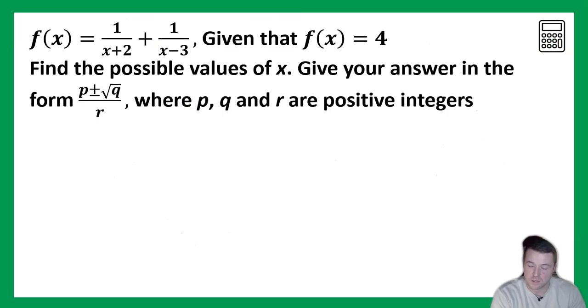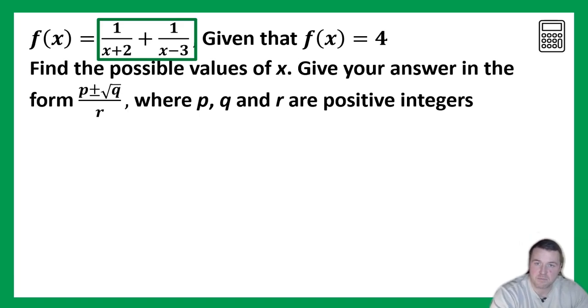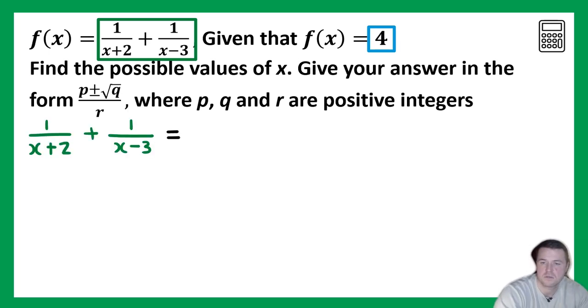On to the advanced question, one of the trickier questions that you're likely to find on this topic. f of x is equal to 1 over x plus 2 plus 1 over x minus 3. Given that f of x is equal to 4, we need to find the possible values of x, giving our answer in this form, where p, q, and r are positive integers. I can equate the given function of x to the output of 4.